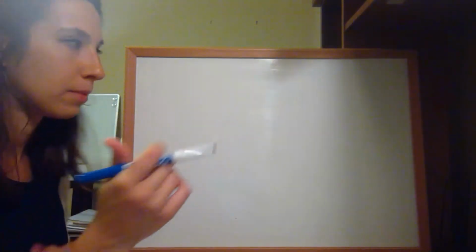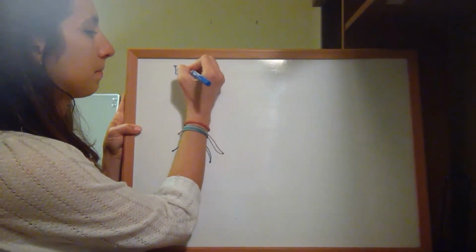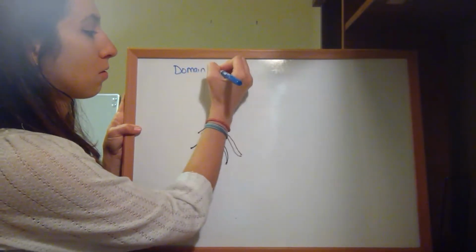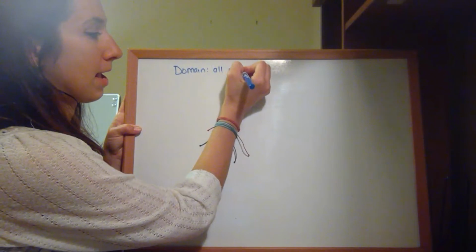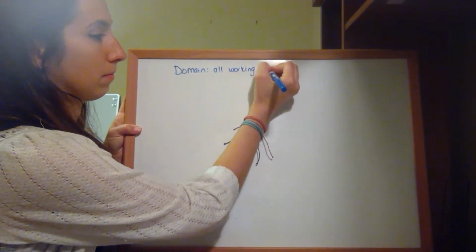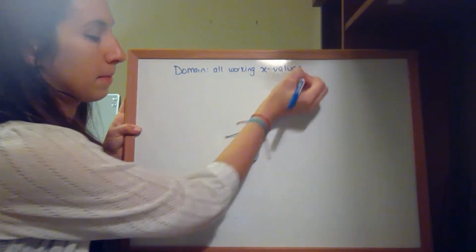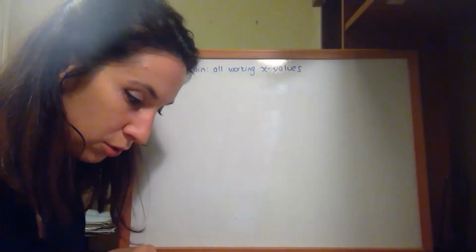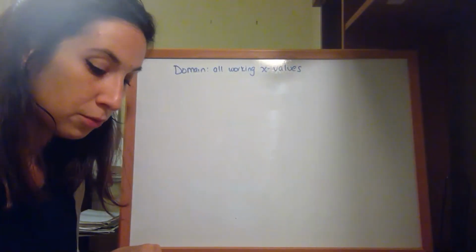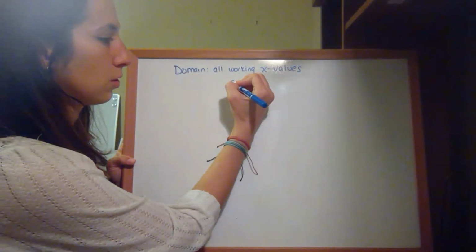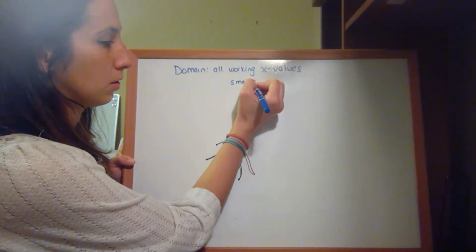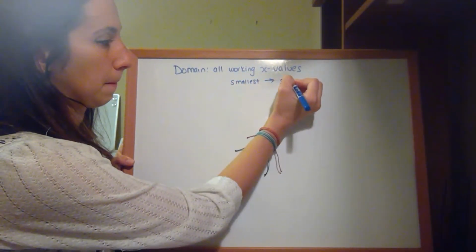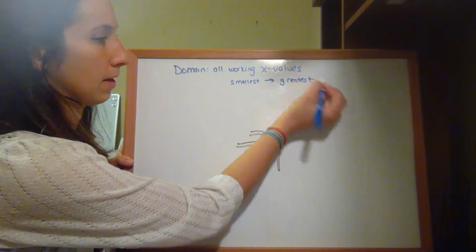Domain is the set of all x values that work inside of a function. There's no problems. Domain is all the working x values. I think that she usually wants you to have them written in interval notation. So we usually go from the smallest to the greatest, or biggest, whatever you want to say.